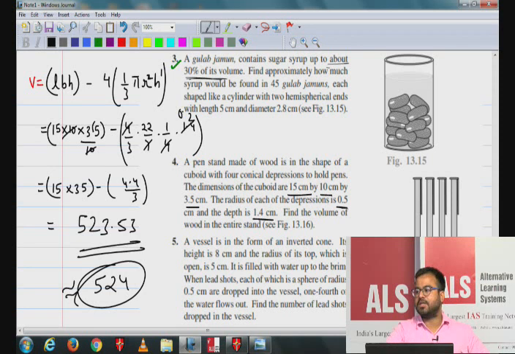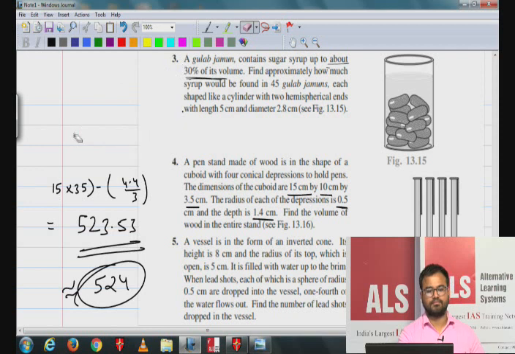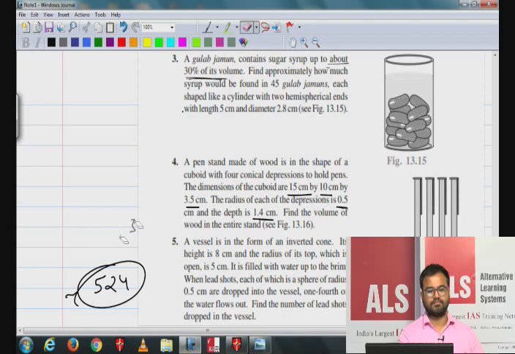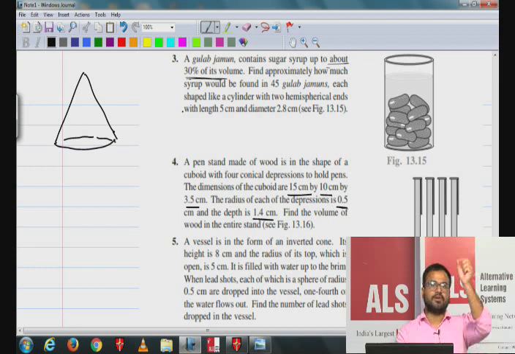There is no diagram for question number 5. From the statement, you have to see. Let me make you understand how the statement goes. It says there is a vessel in the form of an inverted cone, because generally we draw the cone like this, right? So what do you mean by inverted cone? When the conical top is on the bottom, like this. This is called the inverted cone.